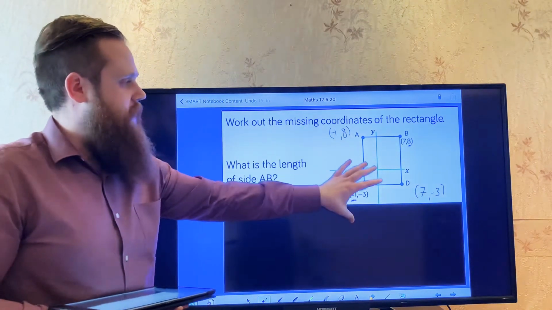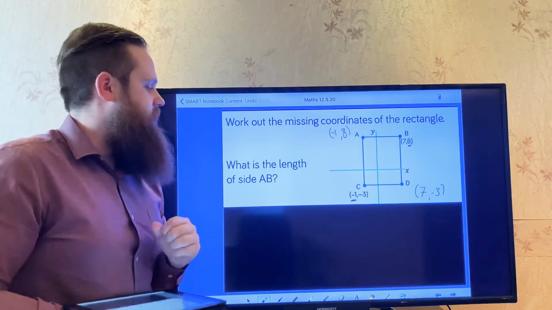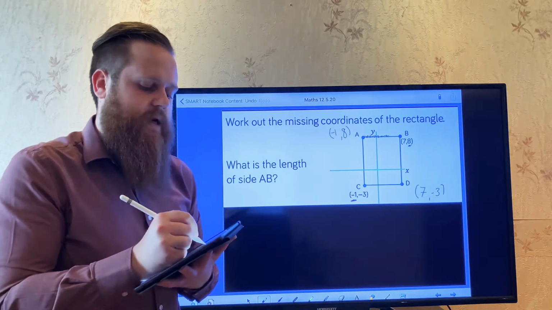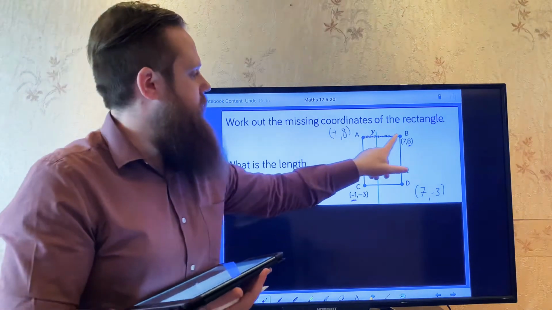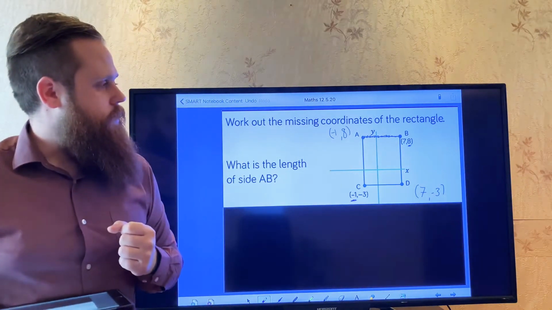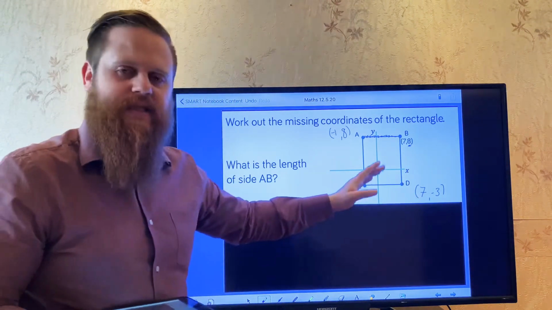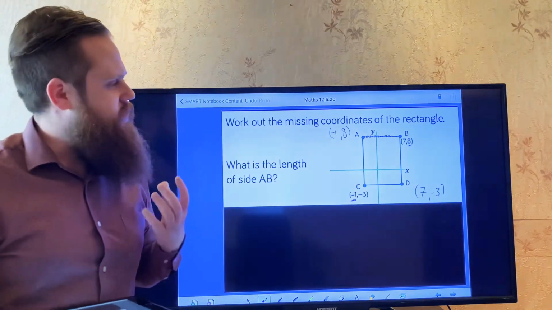Now, that's the first part answered. Second part is, what is the length of side AB? So what is the length of this side here that I've just drawn a squiggly line across, from A to B? Well, hold on. A to B, that's going across, which means it's to do with the x-axis.